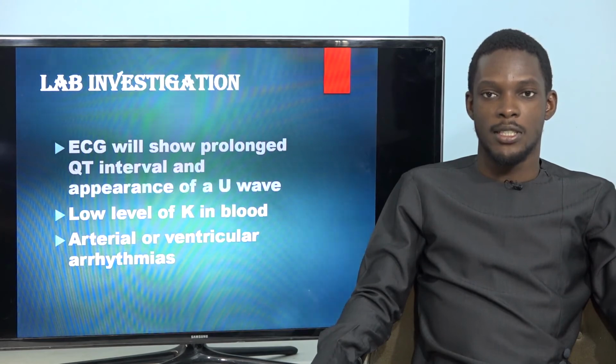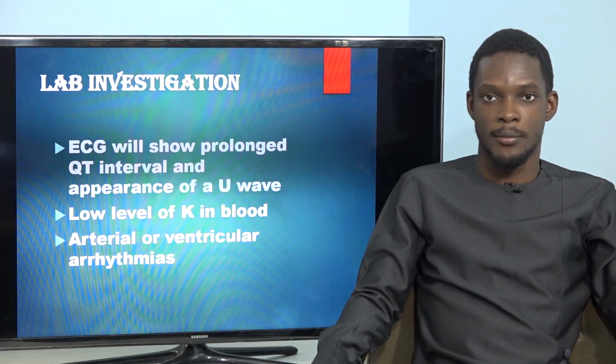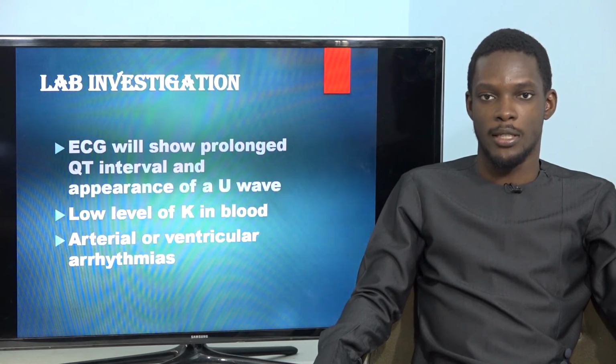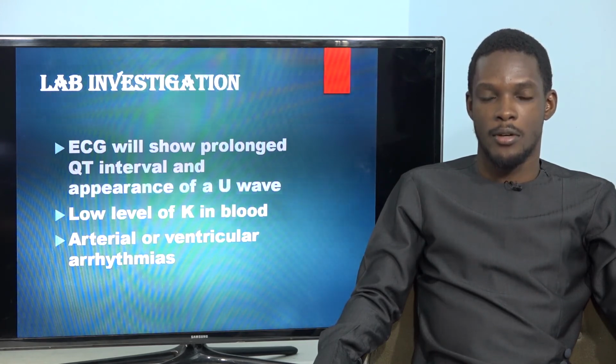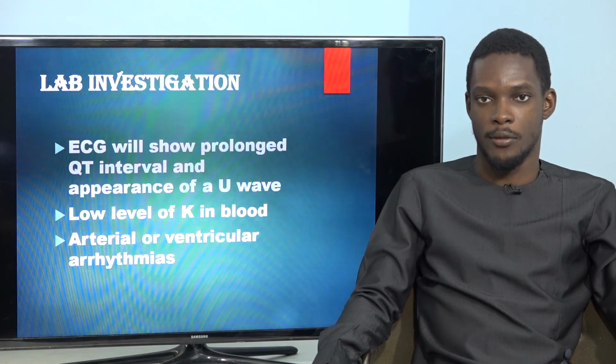Lab investigations will show prolonged QT waves and appearance of a U wave at the T section of the ECG. Lab investigations may also reveal a low level of potassium within the bloodstream. Atrial arrhythmias and ventricular arrhythmias may also be implicated where there is low potassium level.